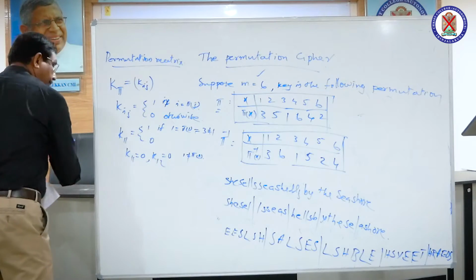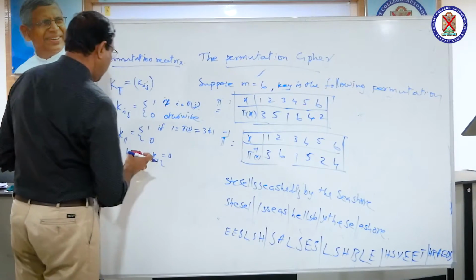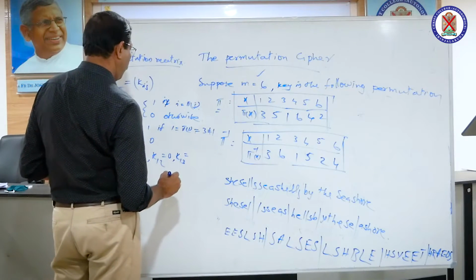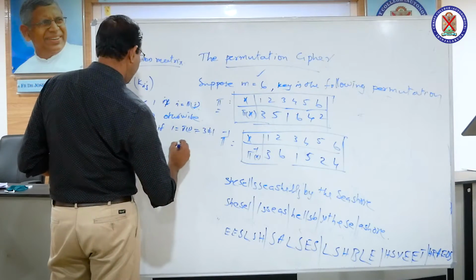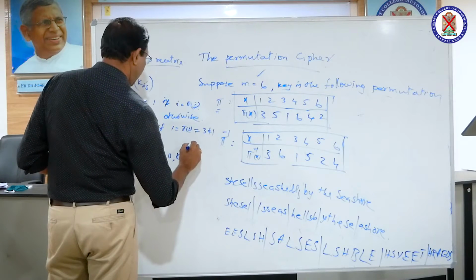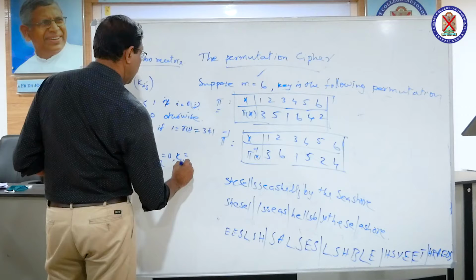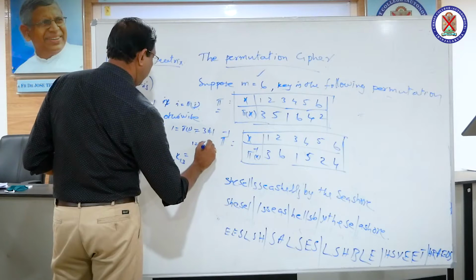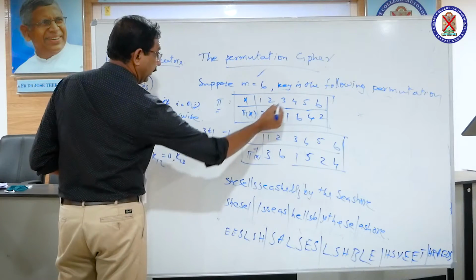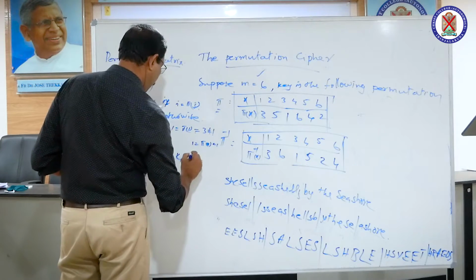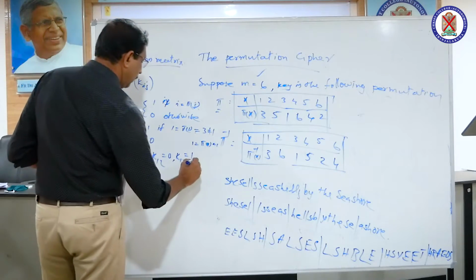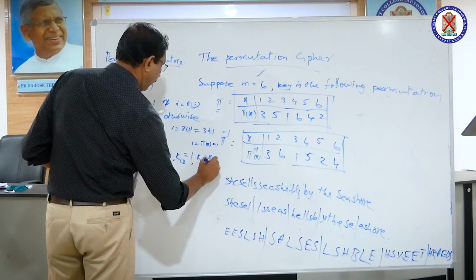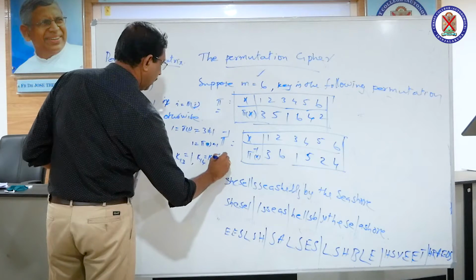The next one, K13. Here is a peculiarity. Here i is 1, j is 3. Therefore, 1 should be equal to pi of 3. Is it correct? Yes, 3 goes to 1, which is equal to 1. Therefore, K13 is 1. The remaining terms are all zeros. That is, K14 equals K15 equals K16 equals 0.